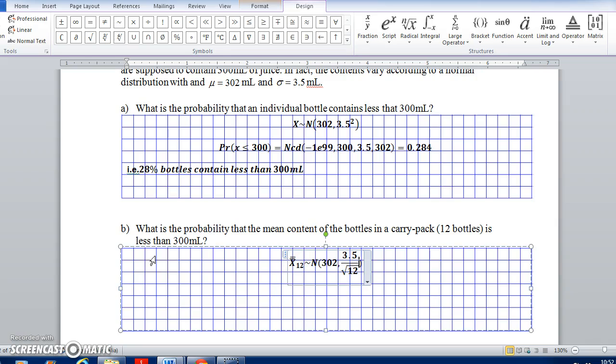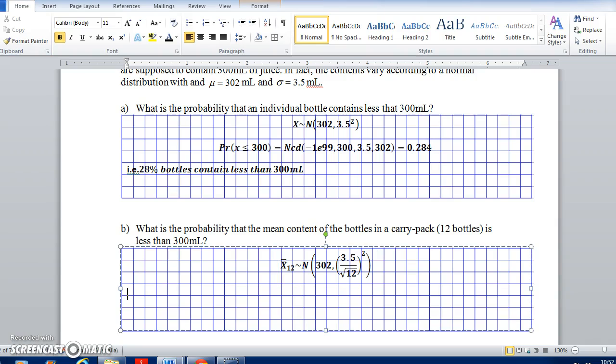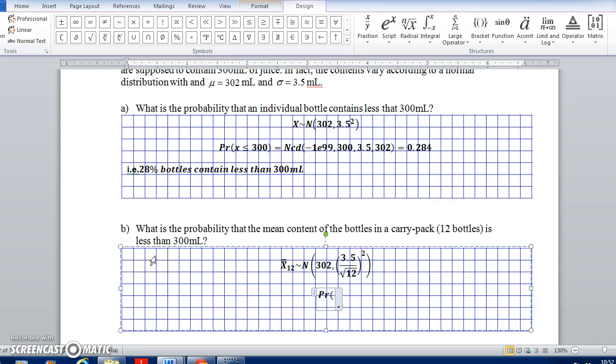and to follow protocol we just square that. So that's the distribution we're now working with, and we want to know the probability that any particular sample of 12 bottles will have a mean less than 300.